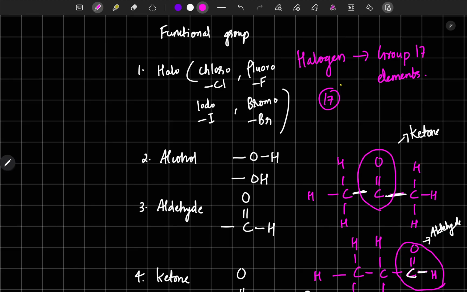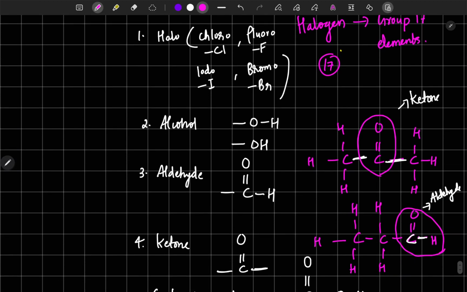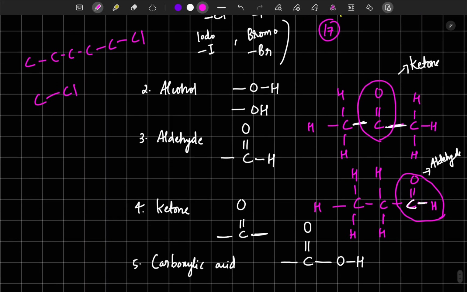So understand, whenever this group of atoms or an atom is attached to a compound, it will impart certain chemical properties. No matter what the length of the carbon chain is, if it is like this, I am not drawing hydrogen, but if it is 5 carbons attached to a chlorine, even though there is only one carbon attached to a chlorine, both will have similar chemical properties. So that is the importance of functional groups in organic chemistry. So go through it.